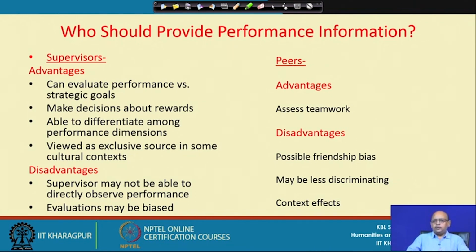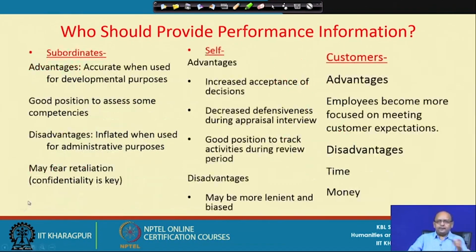Now, coming to the peers, since they interact, they can see whether he has good interpersonal relationships and whether he is able to work in a team or not. So, on these accounts peers can provide information. But it also has certain disadvantages, because if you are a friend then you give a good rating, otherwise not. It is very difficult to discriminate, and also the context matters, because each peer is working in a different area and may not be the best judge. So, you are going to use peers only for certain dimensions.